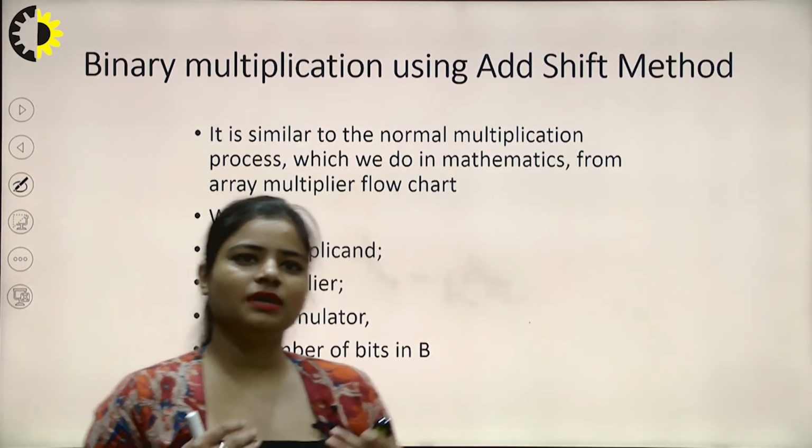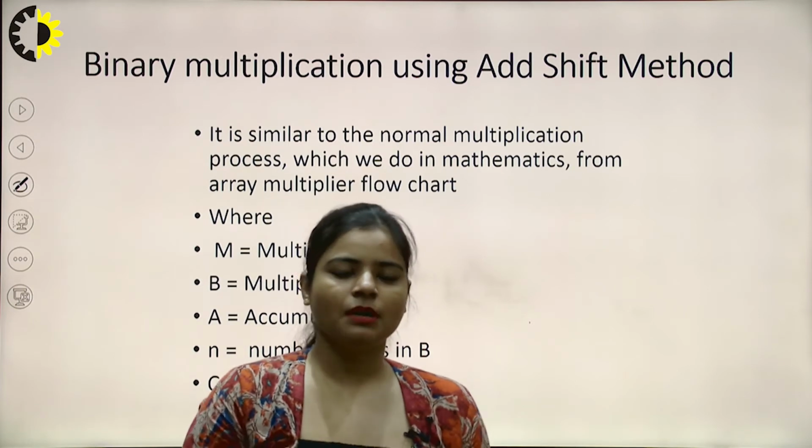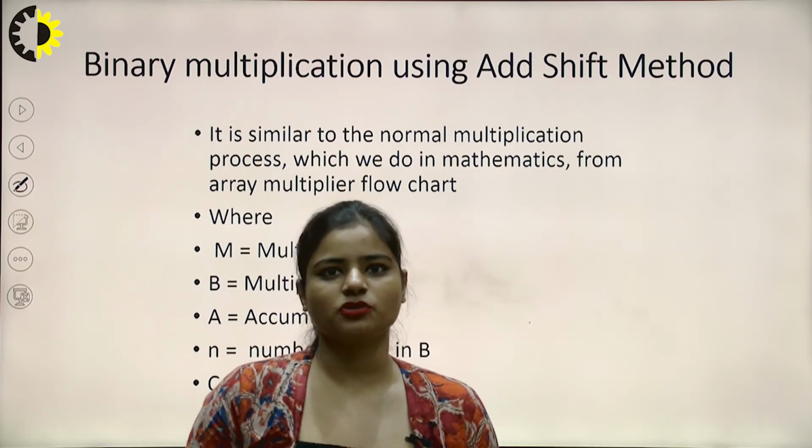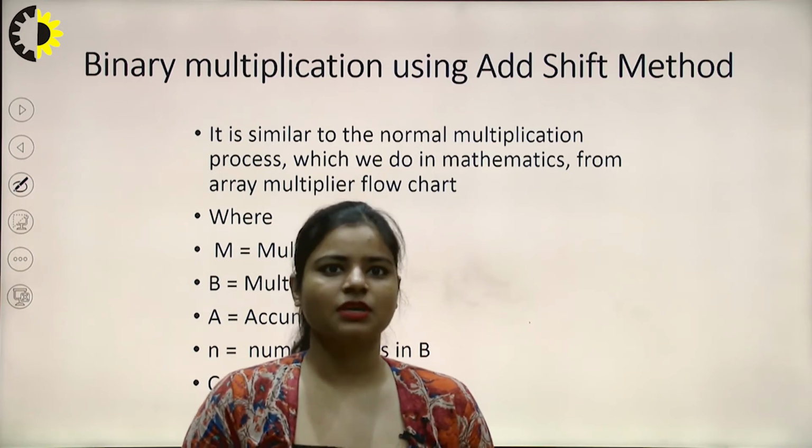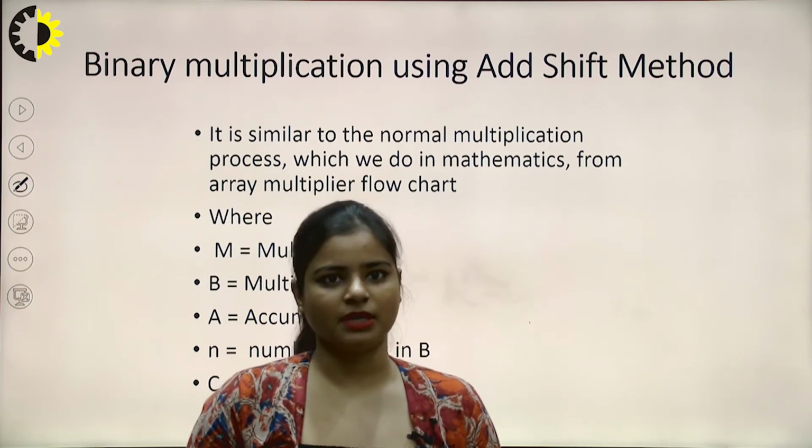So basically, binary multiplication we have done, but this method uses the approach of add and shift. It is basically similar to the normal multiplication process which we do in mathematics, from the array multiplier flowchart.